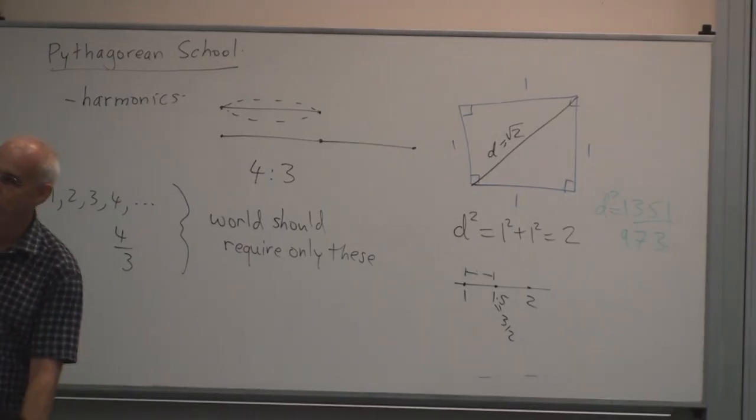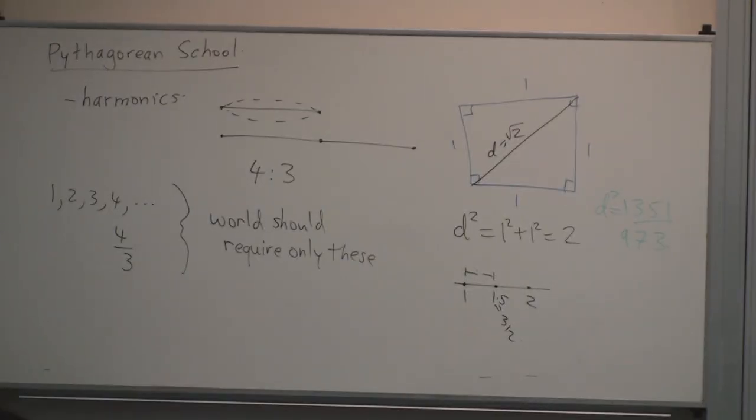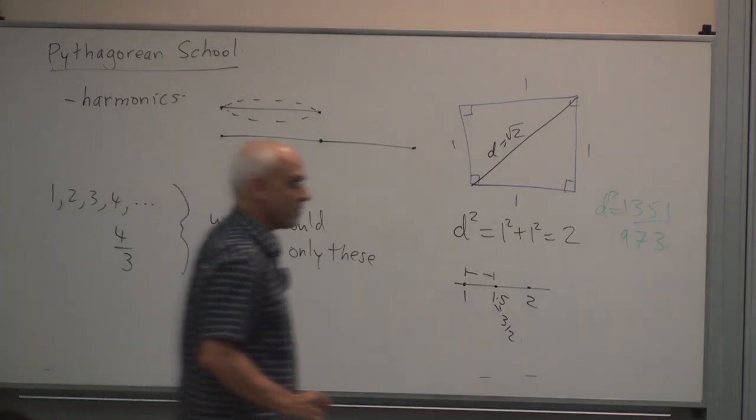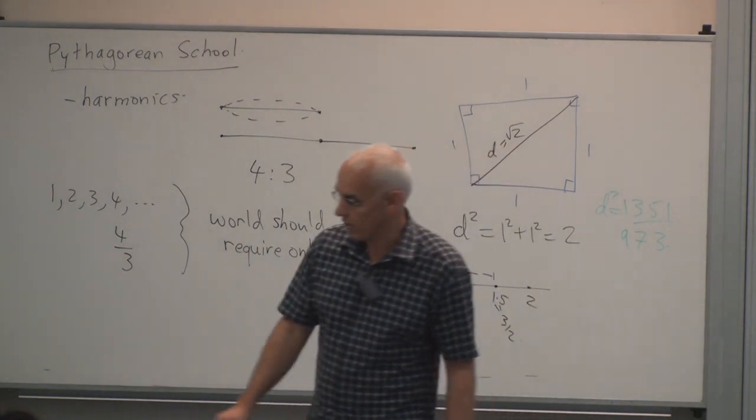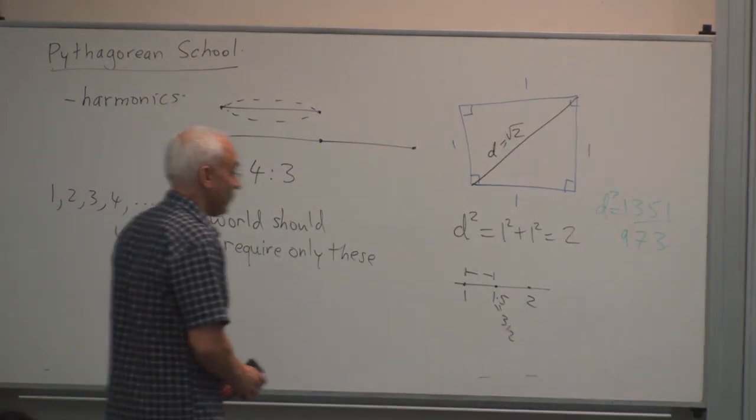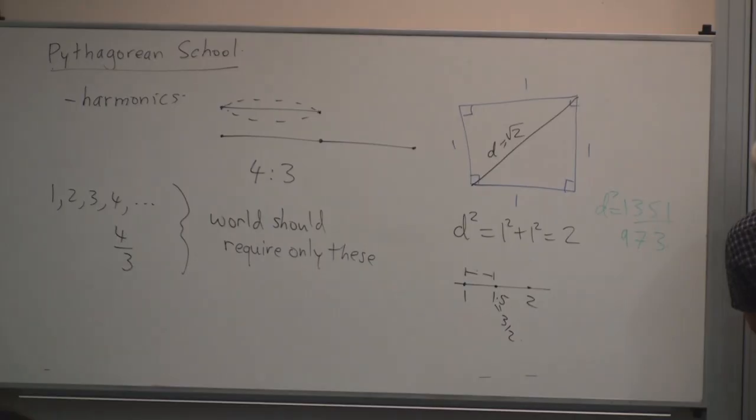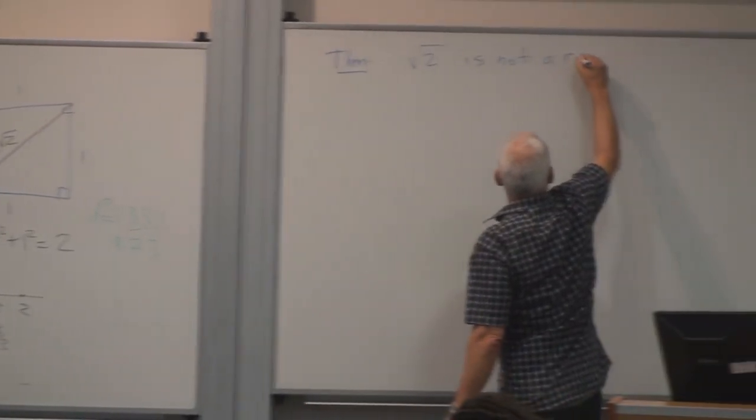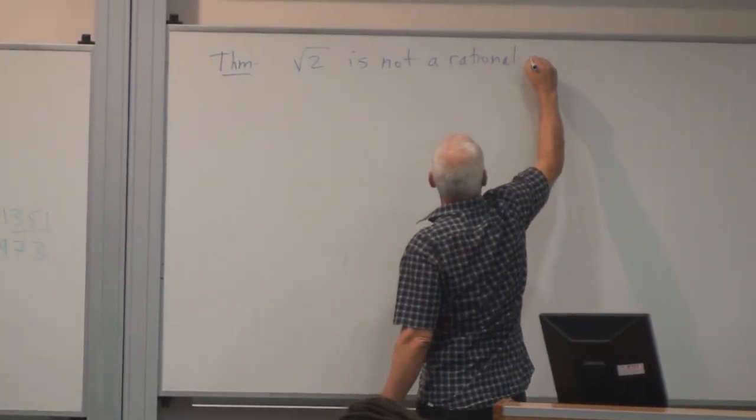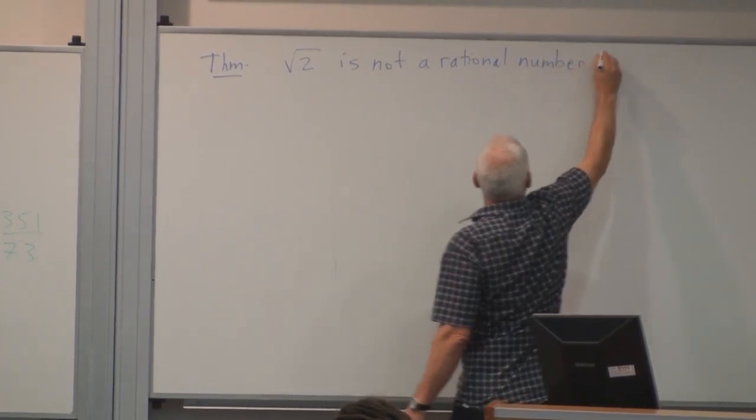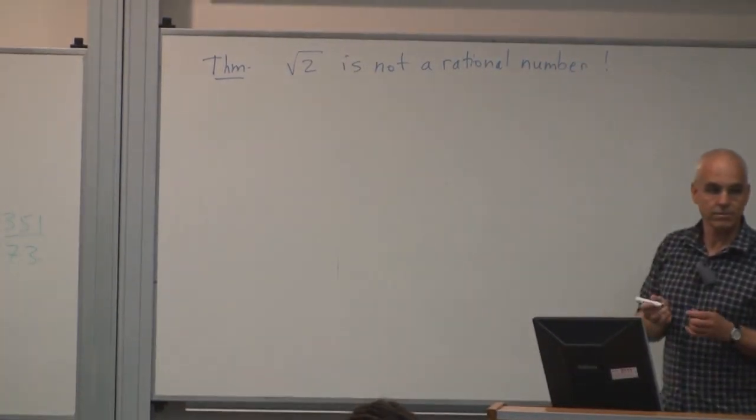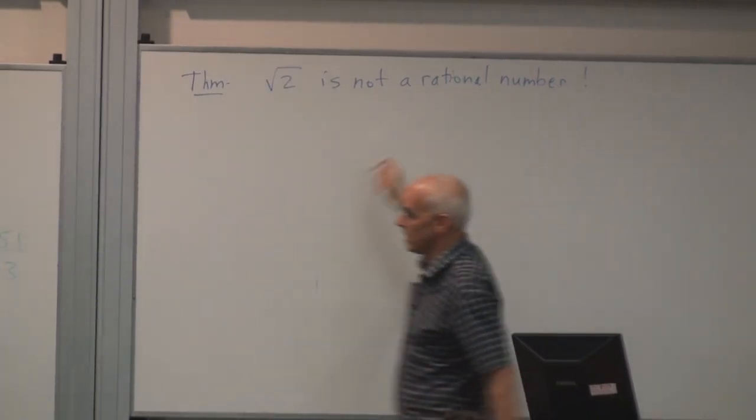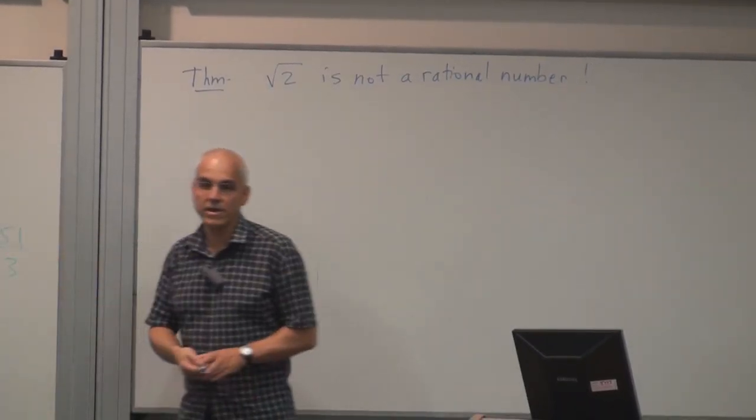Okay? And the argument is an important one. It's a very historically important argument, which we want to understand. Okay? So the second important topic of today's lecture: the irrationality of the square root of 2. So, theorem: root 2 is not a rational number. There's no way of writing it as some kind of ratio of natural numbers.